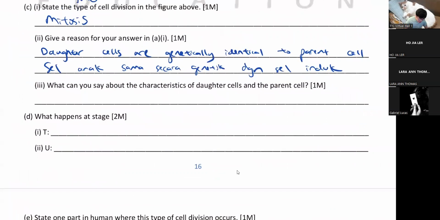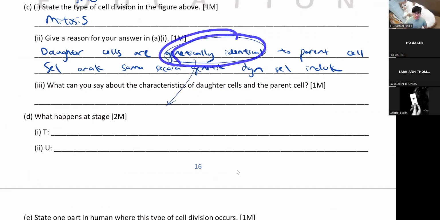So what can you say about the characteristic of the daughter cell? We mentioned that they are genetically identical. Guys, please remember this keyword: genetically identical. Please don't say same, that's a really lame answer. Same, what same? Please say genetically identical. That's the answer you should give. It sounds more professional.